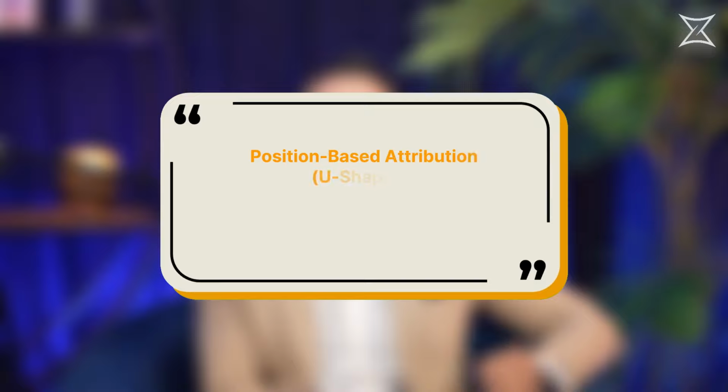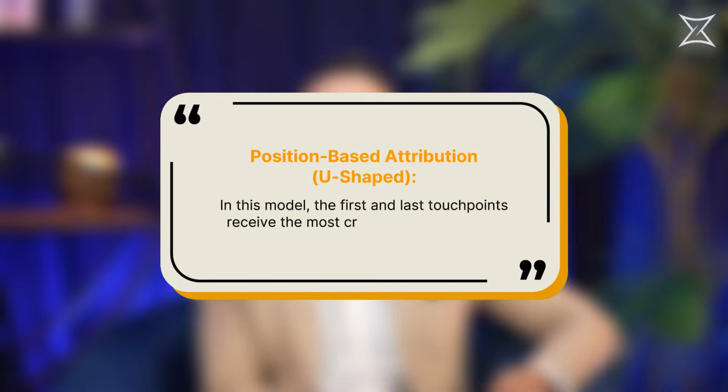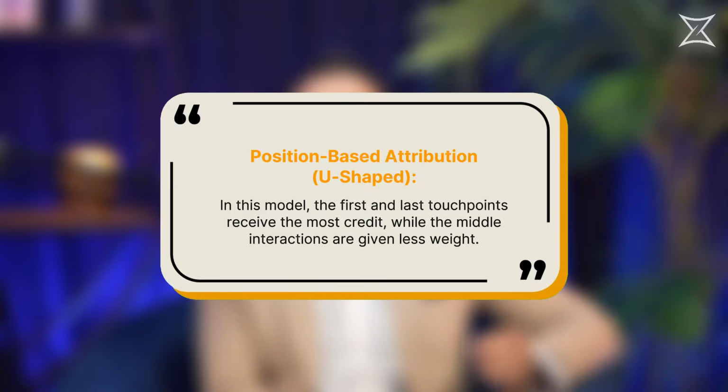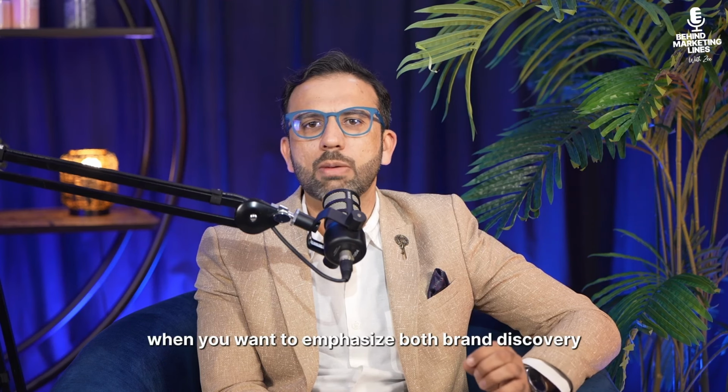Then we have position-based attribution, or U-shaped attribution. In this model, the first and the last touchpoints receive the most credit while the middle interactions are given less weight. This is useful when you want to emphasize both brand discovery and conversion.